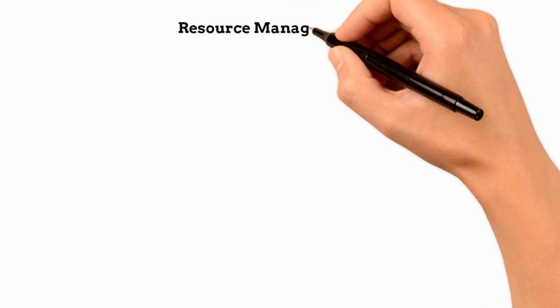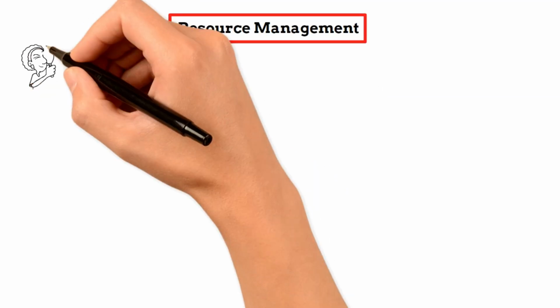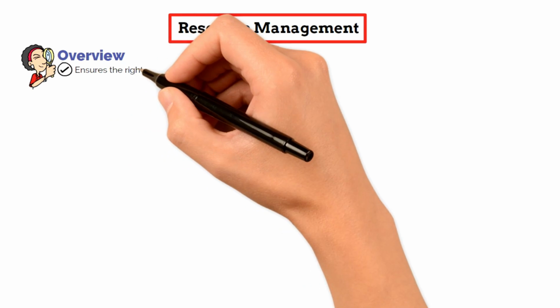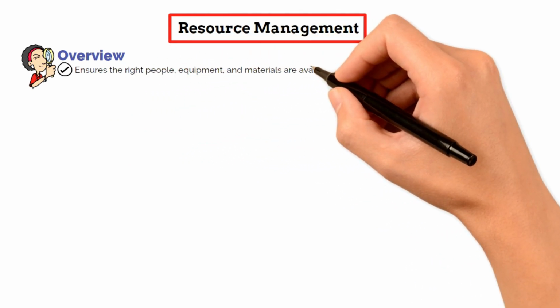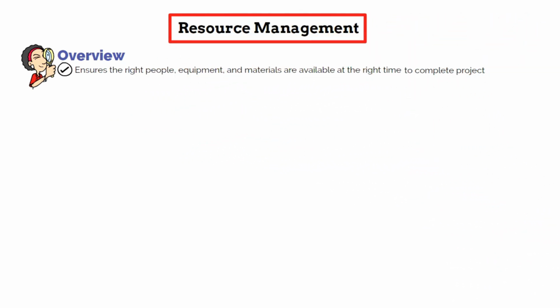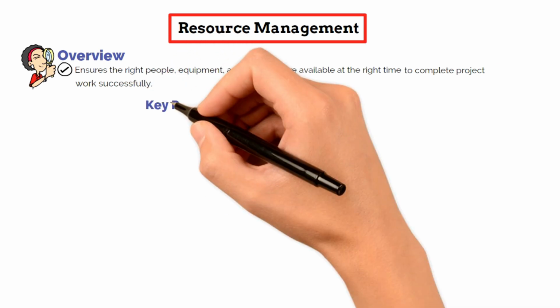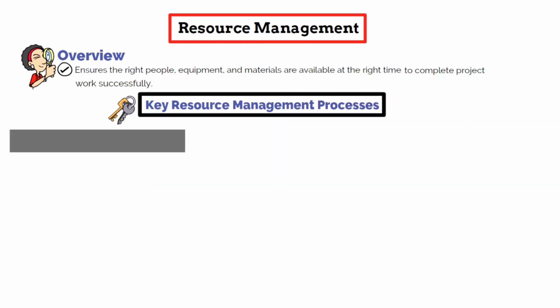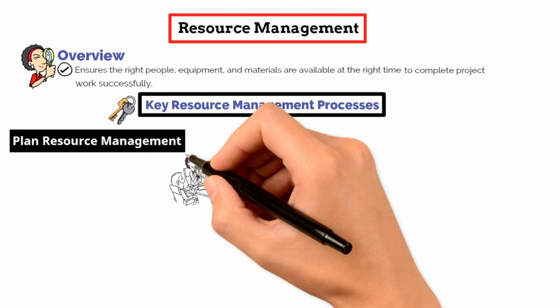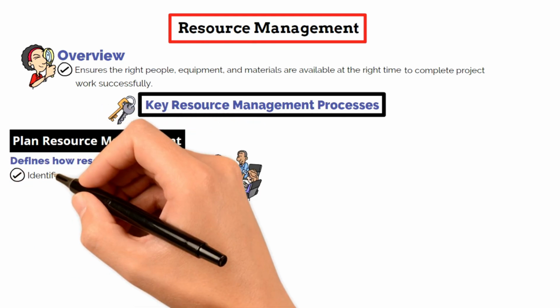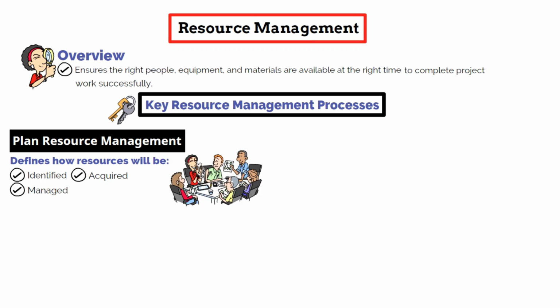The topic we'll cover is resource management, the processes that ensure the project has the right people, equipment, and materials available at the right time to complete the work successfully. In predictive projects, resource management begins with planned resource management. This process defines how resources will be identified, acquired, managed, and released.